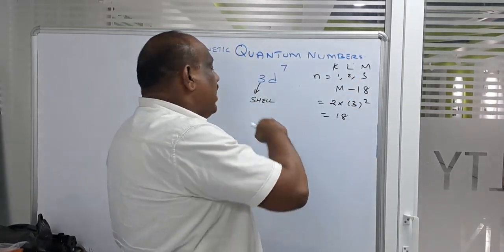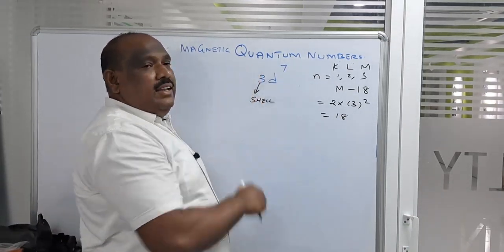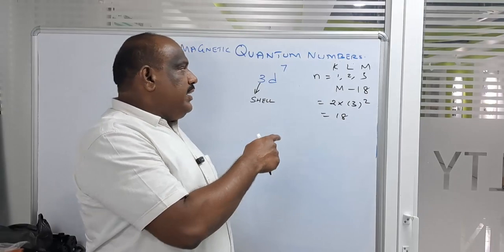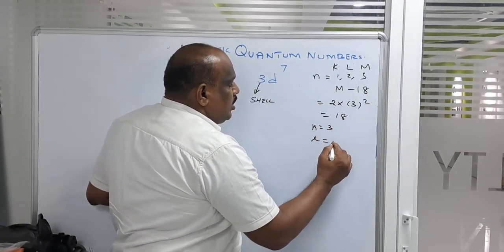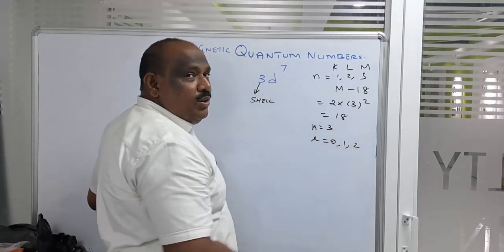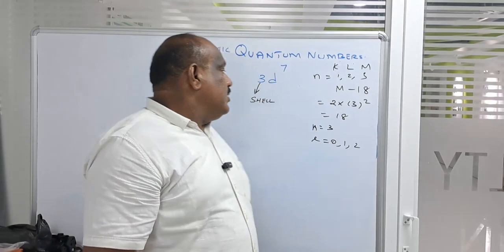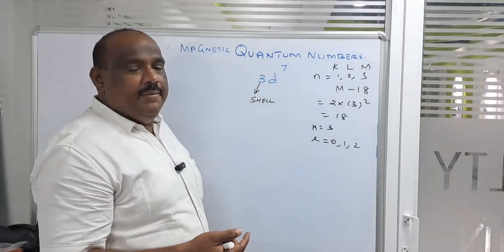Out of these 18 electrons, where is ours? It is in the d subshell. Because when n equal to 3, l can be 0, 1, 2. Now d indicates l equal to 2. So it is the d orbital, in the d subshell.